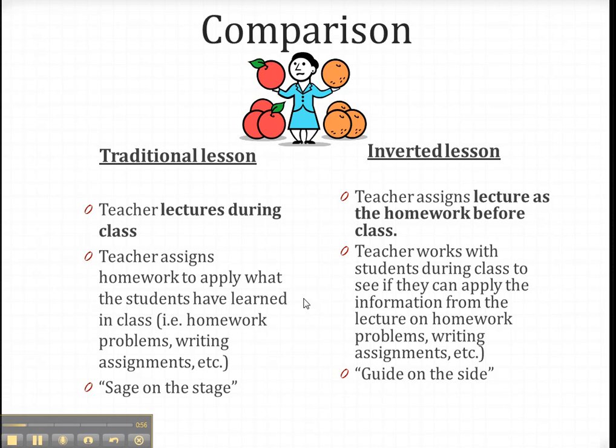However, an inverted lesson is where the teacher assigns a lecture as homework before the class even starts. So the students get some information before the actual Class Connect session. And then during the Class Connect session, the teacher works with the students to see if they can apply that information from the lecture, or from the video, or whatever the teacher sends out before the session, on actual homework problems or writing assignments. And so this goes to that idea of guide on the side.